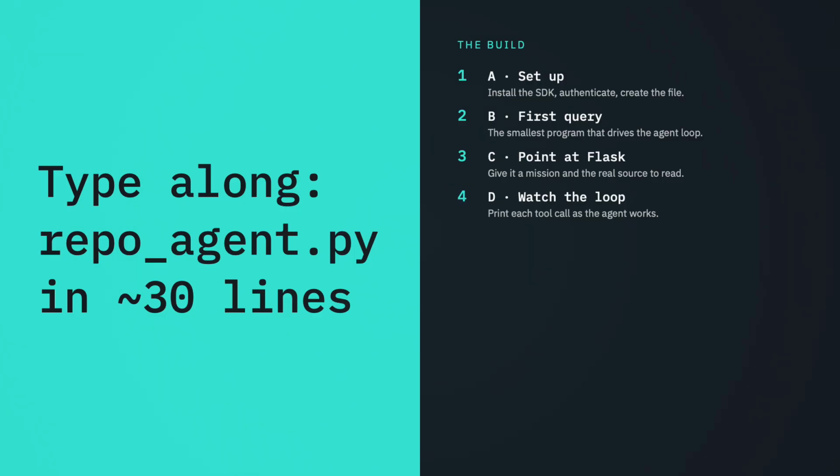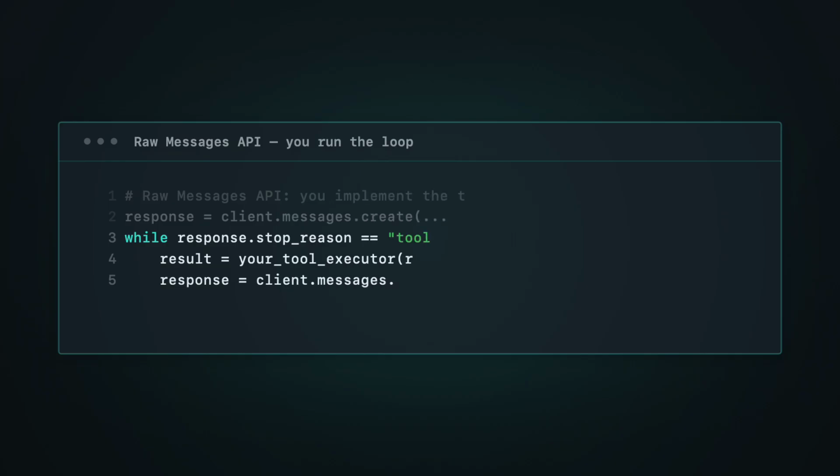A read-only repo agent in about 30 lines of Python that explores the real Flask source and explains how routing works. 4 steps. Set it up, send a first query, point it at Flask, then watch the loop run. Type along. Why reach for the Agent SDK at all?